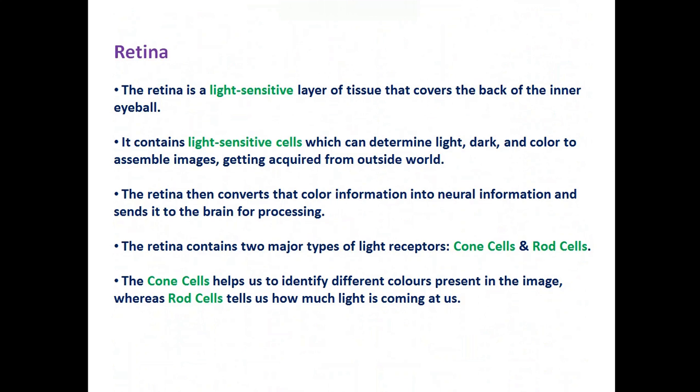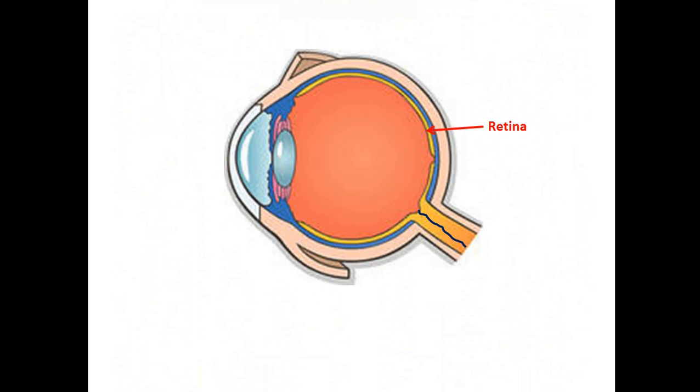The retina contains two major types of light receptors, or cells: the cone cells and rod cells. The cone cells help us to identify different colors present in the image, whereas rod cells tell us how much light is coming at us. These two light receptors, cone cells and rod cells, are highly important. That yellow portion in the eye is actually a kind of screen, where the image from the outside world gets projected, and that's the retina.